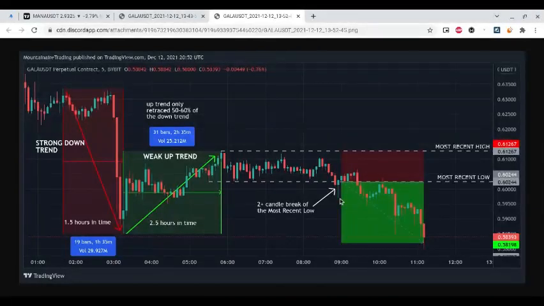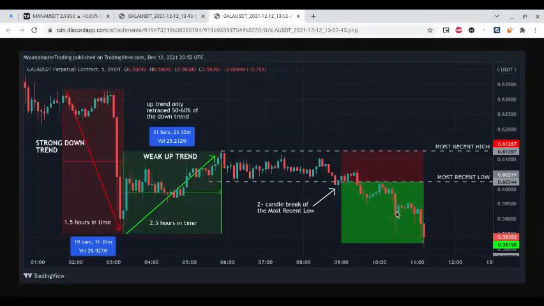So where are we going to get in and where are we going to get out? Quite simply, our entry price is going to be at that most recent low that was broken, and our stop loss is going to be at the most recent high. Now if you want, you can set a fixed 2 times take profit. So if we're right on this trade, we're going to make 2 times what we risk.